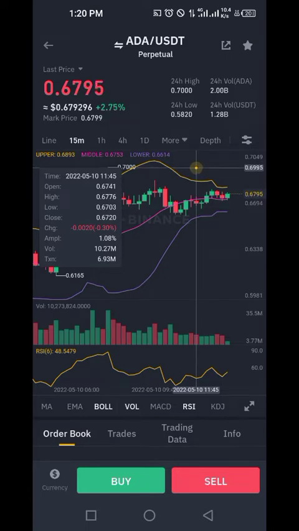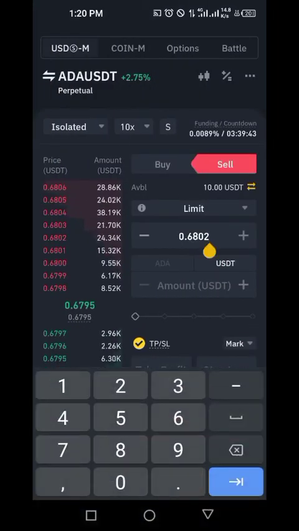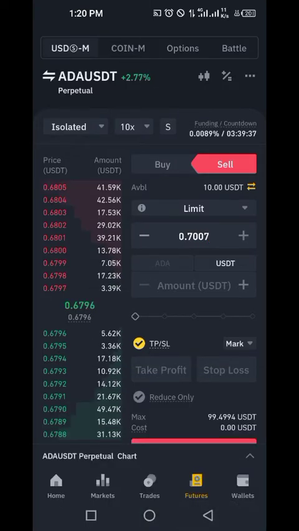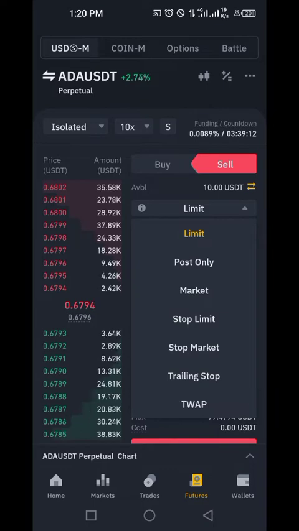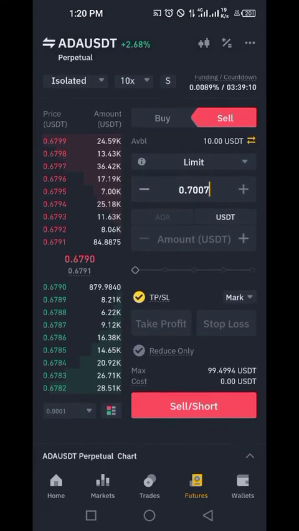You place a limit order around this side, to short the position at 0.7007. What you are doing now is that once the price gets to 0.7007, sell this asset for me, short the market. So once it touches the place and starts going back down, you start making your profit. But once it touches the place and continues going up, you'll be losing from your current trade. So that is it for limit and market orders.